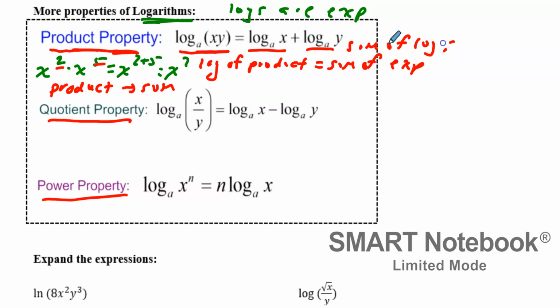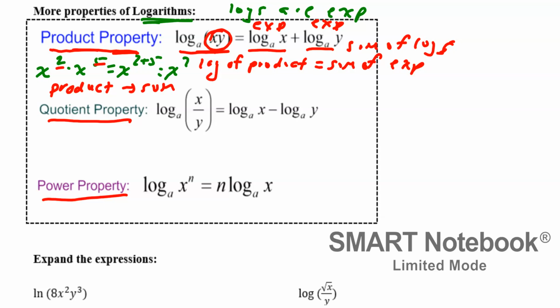The reason that these are the same is because logs are exponents. So if you have log of a product, two things multiplied, what you're really doing is adding the two exponents together, because logs, again, are exponents. So that's where this rule comes from.